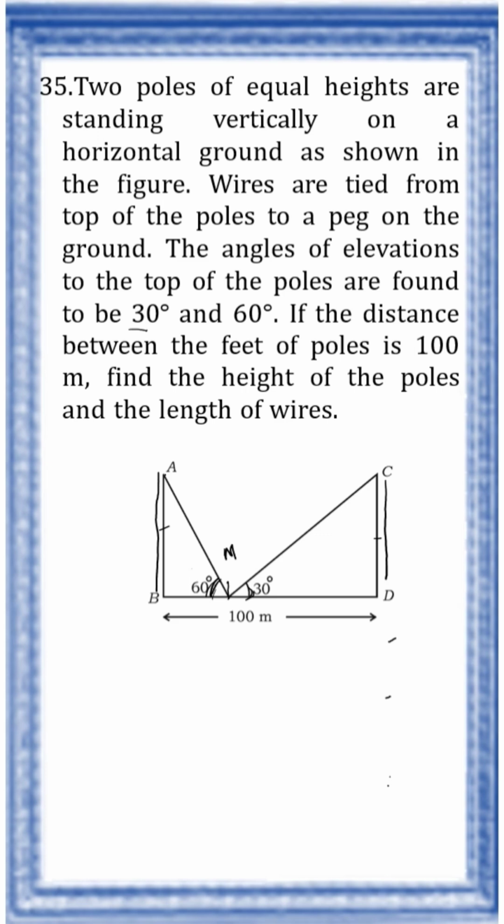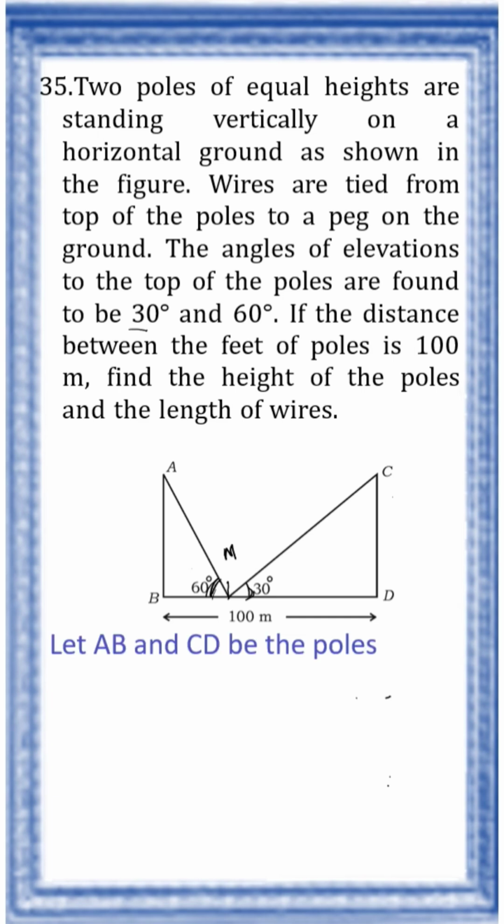If the distance between the feet of the poles is 100 meters, this is the full length, 100 meters. Find the height of the poles and the length of the wires. We have to find AB and CD and also AM and CM. Now, what has been given? We have to write it. If you don't write it also, it is okay. It is not a problem.